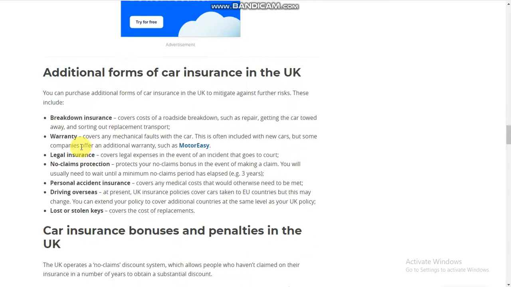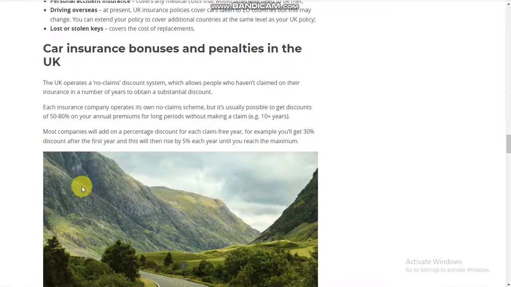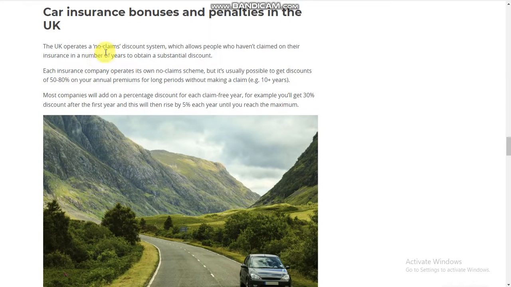Four steps, very important. Additional forms of car insurance in the UK. Additional forms depend on many things, which are breakdown insurance, warranty, legal insurance, no claims protection, personal accident insurance, driving overseas, and loss of stolen keys. Next is car insurance bonus and penalties in the UK.